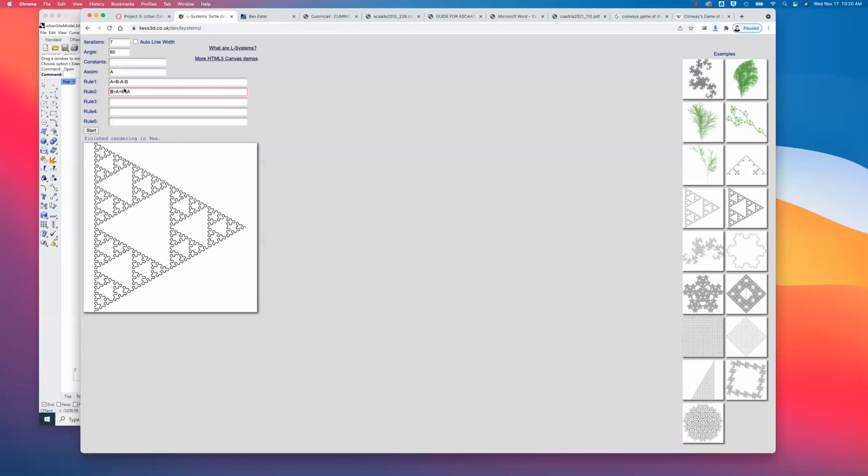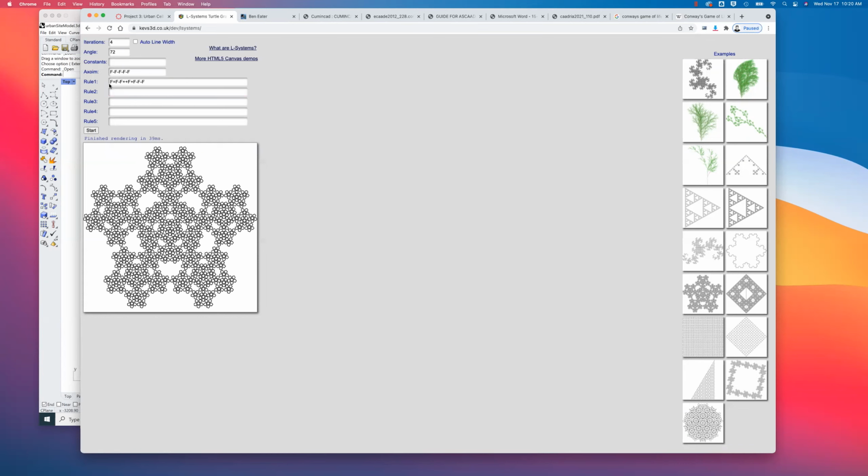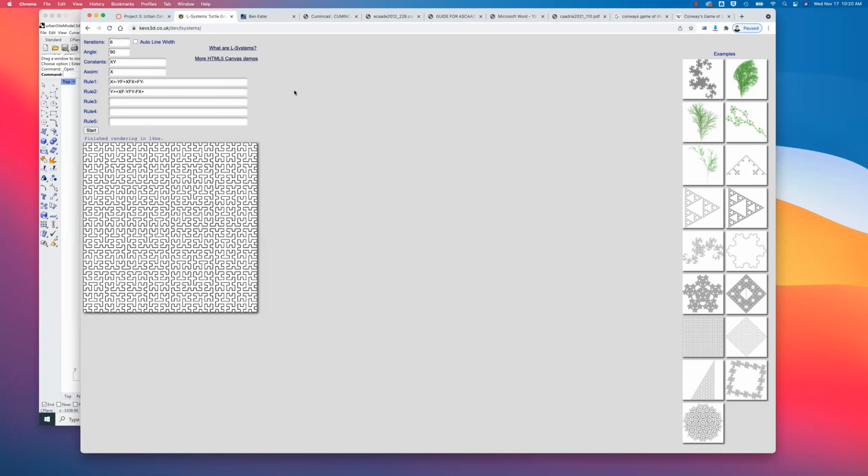And so again, as you start to tick through the generations, you start to increase the amount of detail. You can start to develop quite an interesting set of patterning here, just by changing a few of these parameters: the angle, the number of generations, the axiom, and then the rules.